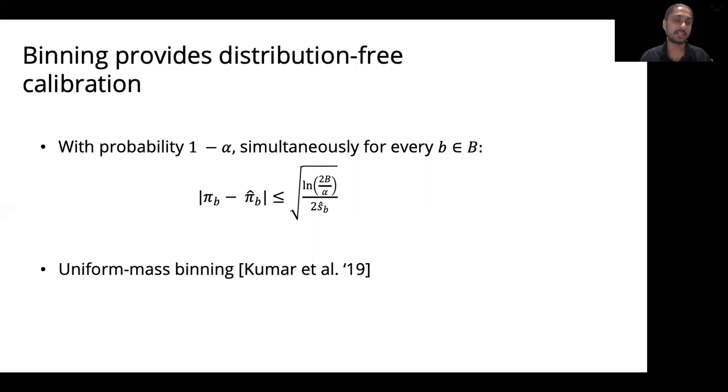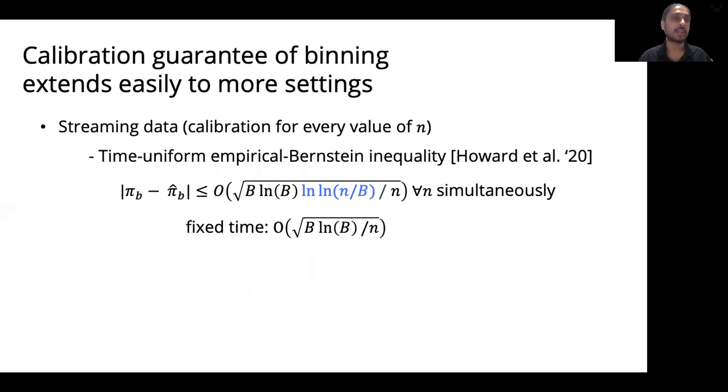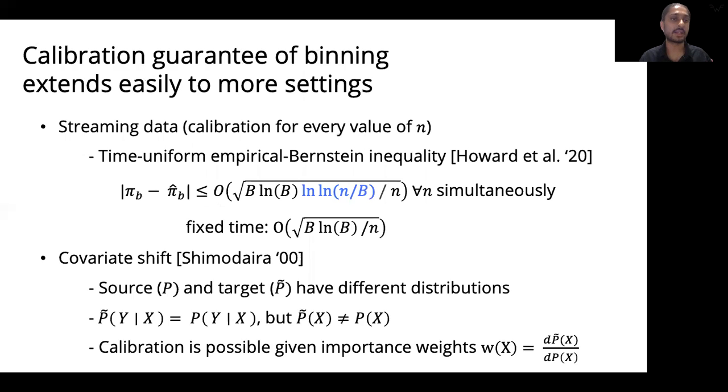This may be unsatisfactory because you don't know how many points there are, but we can use the uniform mass binning scheme of Kumar et al. to actually show that S-hat_b is Omega(n over B), and this is the final guarantee that we can show. Finally, binning can be easily extended to many more settings, and we discussed two settings, streaming data and covariate shift, in our paper.